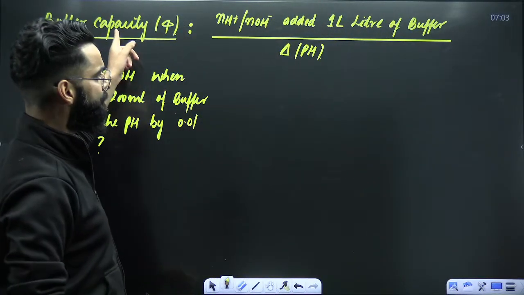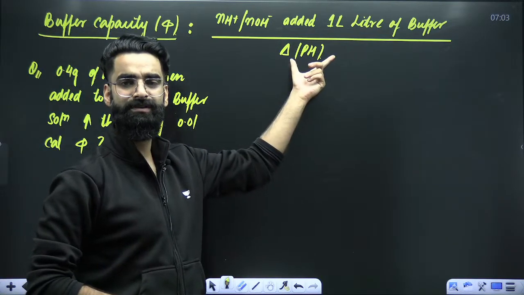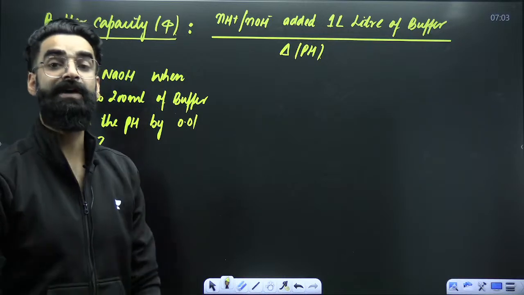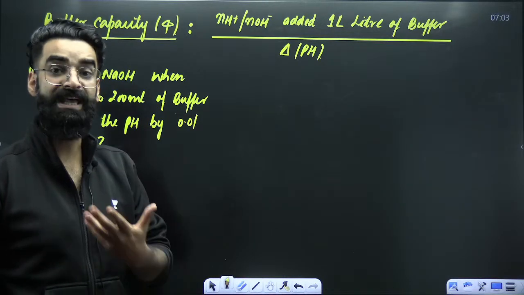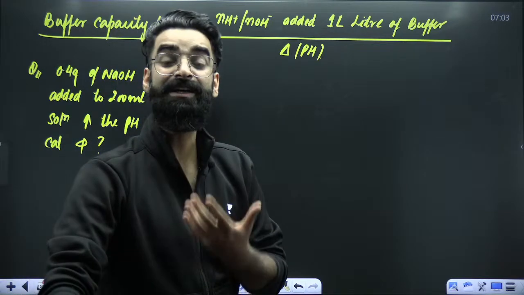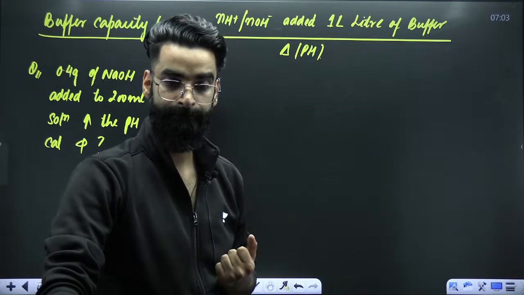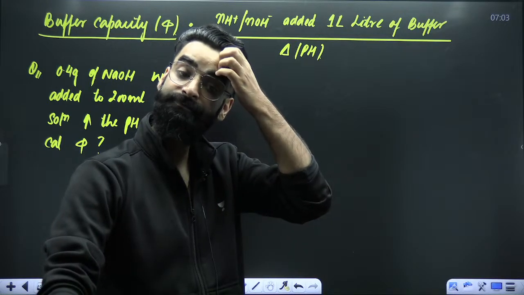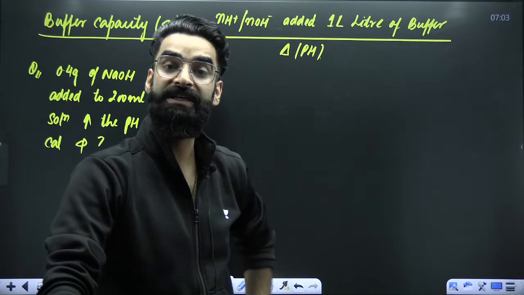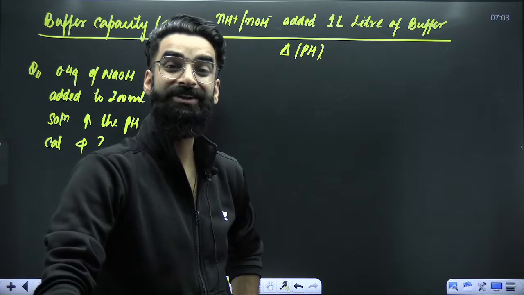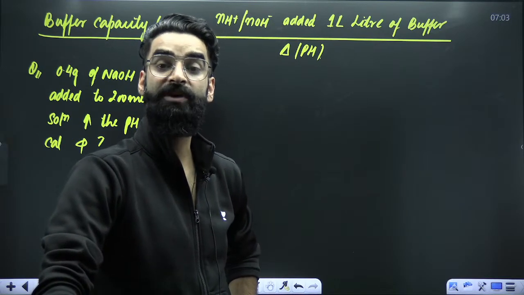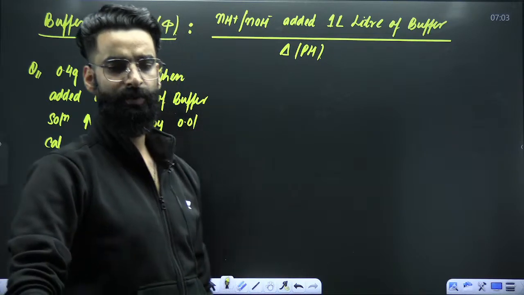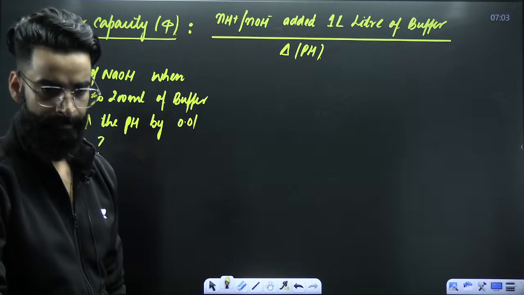More the buffer capacity, lesser will be the change in pH. More the buffer capacity, more is the efficiency of the buffer. What is meant by the term more efficiency of the buffer? What does buffer do? It shows resistance. More efficiency of the buffer means more resistance towards the change in pH. Right?